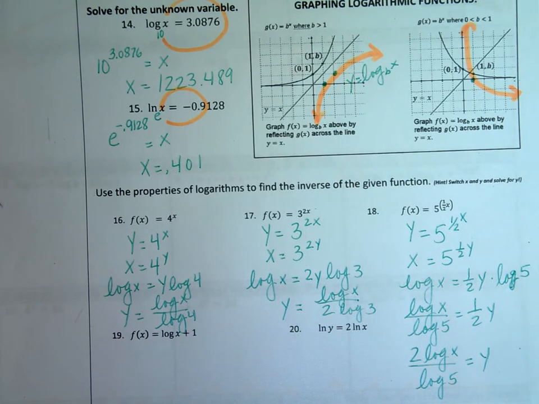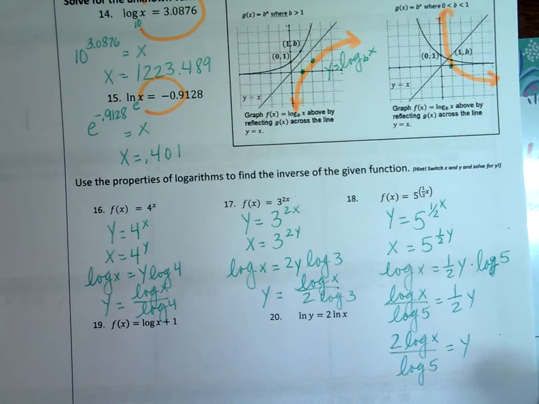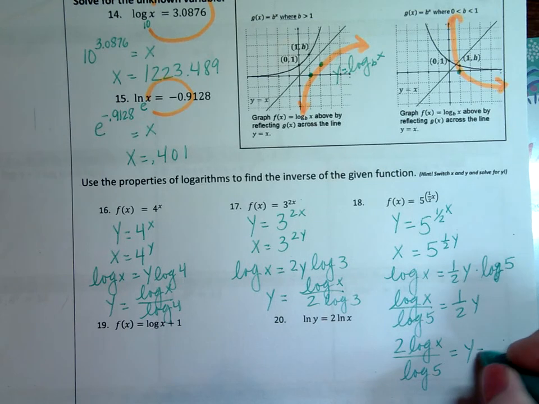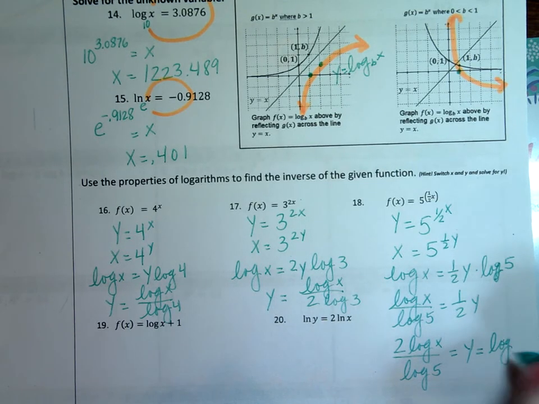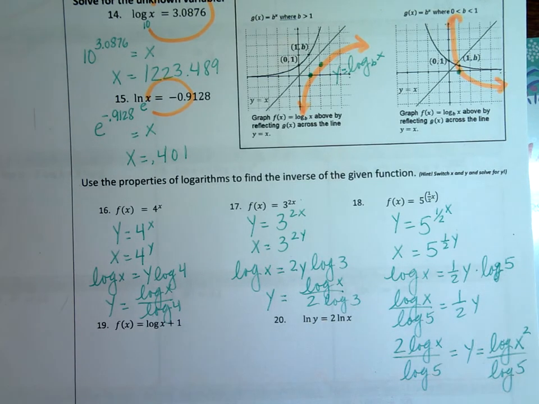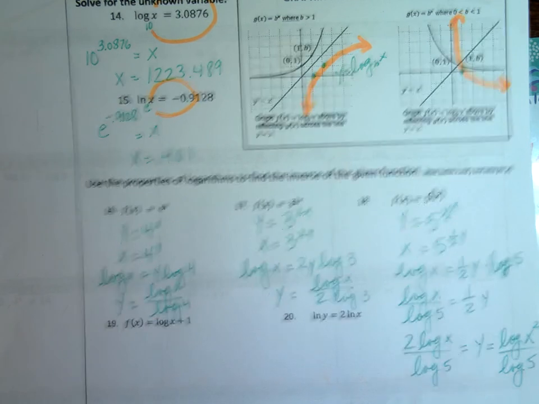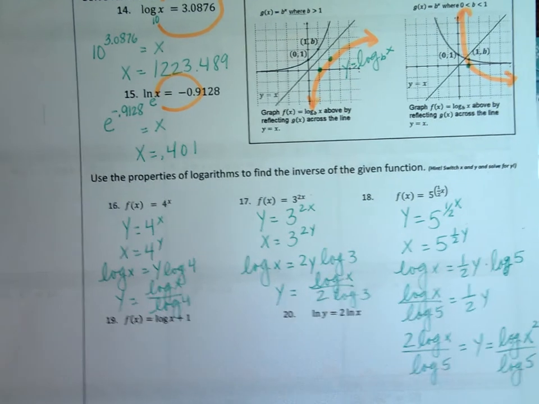However, they could, if they wanted to, write it like this, and this would also be the same thing. That 2 in front represents the power, so this could be like x squared. This would be an equivalent form. I guess we could have said that back here with this guy too. This would be the log of 3 squared, if you wanted to write it that way. Okay, 19 and 20 are different. 16, 17, 18 were very similar. 19, 20 are a little bit different.